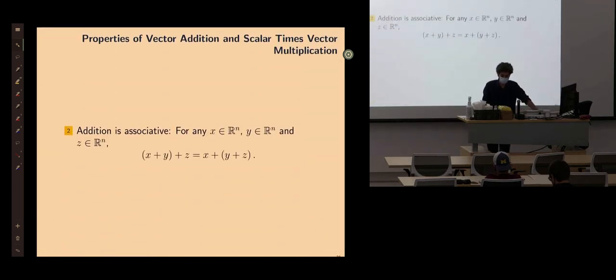Addition is also associative. You can first add x and y, then add them to z, or you can first add y and z and then add them to x. You should get the same results. Same reason, because we are just adding real numbers in each row.